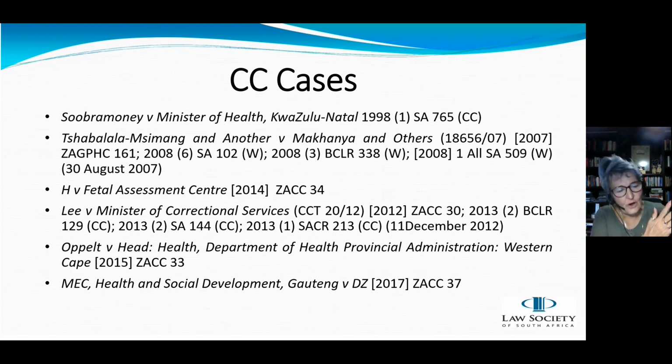Then, in wrongful birth, it's the parents that go to court. In wrongful life, it is the child that goes to court. Of course, the baby cannot go on its own. He or she will be represented by the parents. But it is the baby that says, I should never have been born.